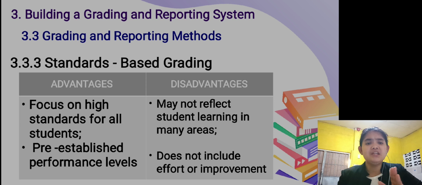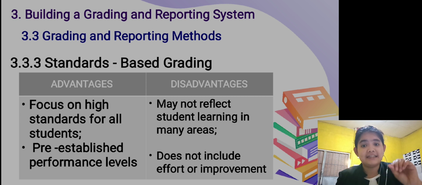And third, standards-based grading or SBG, or mastery-based grading. It is a kind of system that evaluates students' progress towards mastering specific learning targets called standards. A standards-based grading scale is often composed of categories ranging from below the standard to mastering it.